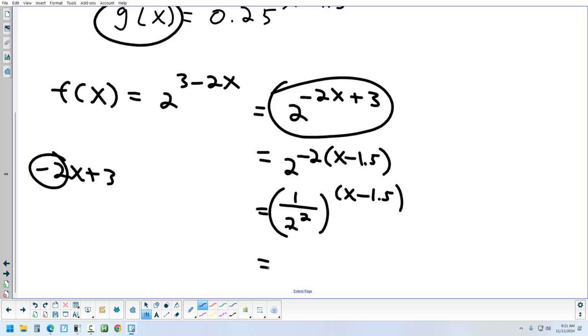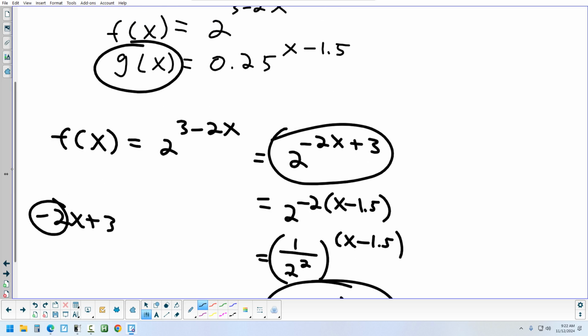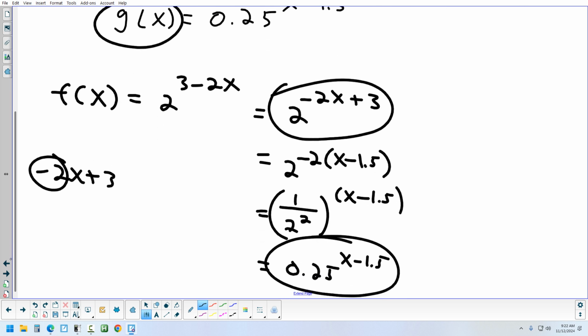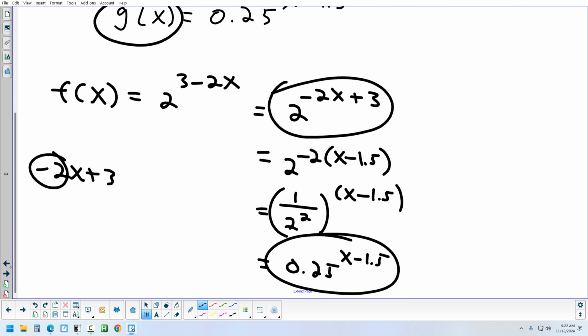That's really 1 over 4. And what is 1/4? 0.25. Okay. And that's exactly what they wanted us to turn it into. Okay, so not a lot of steps, but you do need to know how to factor and then rules of exponents and how to get rid of a negative exponent.